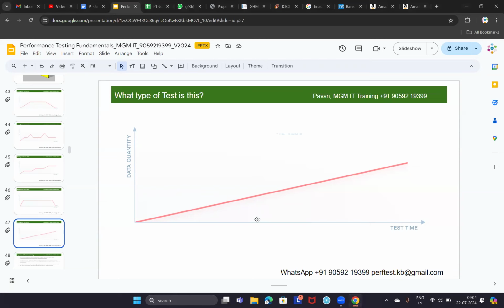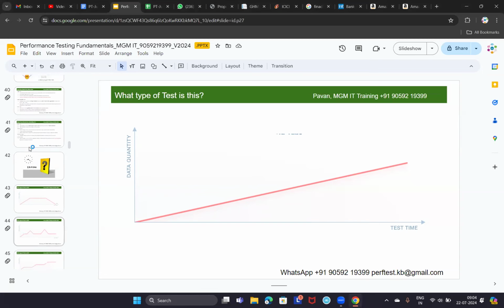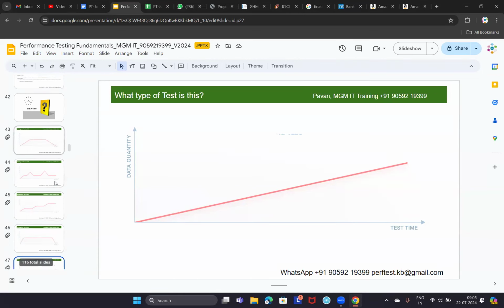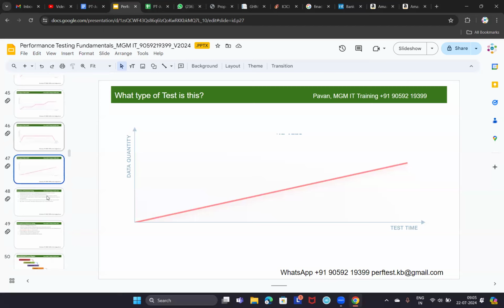So guys, remember that in interviews, they will not show you graphs and ask you to identify them. They will ask you to share your screen and draw the graph. Can you draw a graph for load testing, or for soak testing, or show me how the spike testing graph looks? But because this is training, I am showing you some graphs and asking you to identify them.